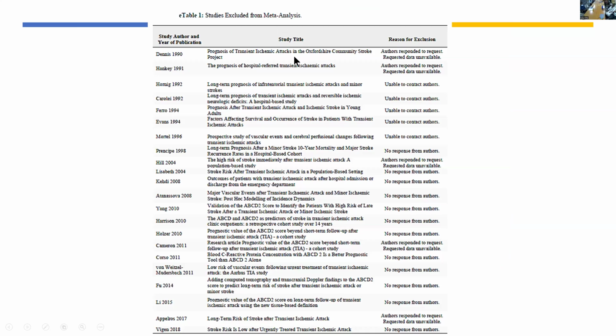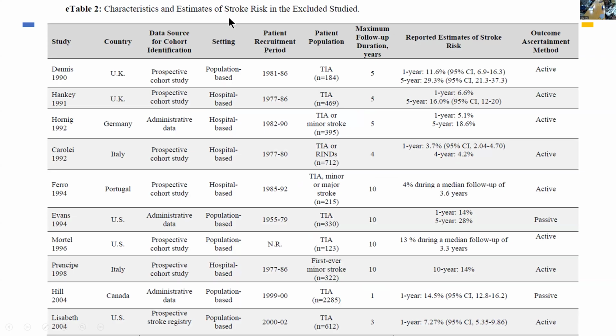Studies excluded from meta-analysis, a large list, and they must give the reason for exclusion. So if anybody is doing a systematic review, why you included the study, why you excluded the particular study. And then characteristics and estimates of the stroke risk in the excluded studies. Maybe the studies which you excluded had a higher risk of stroke or a lower risk of stroke. So the reader will be confused. Hey, maybe you did some underhand technique. The studies which didn't say what you wanted, you conveniently excluded. So you have to give some data about the studies which you excluded as well.